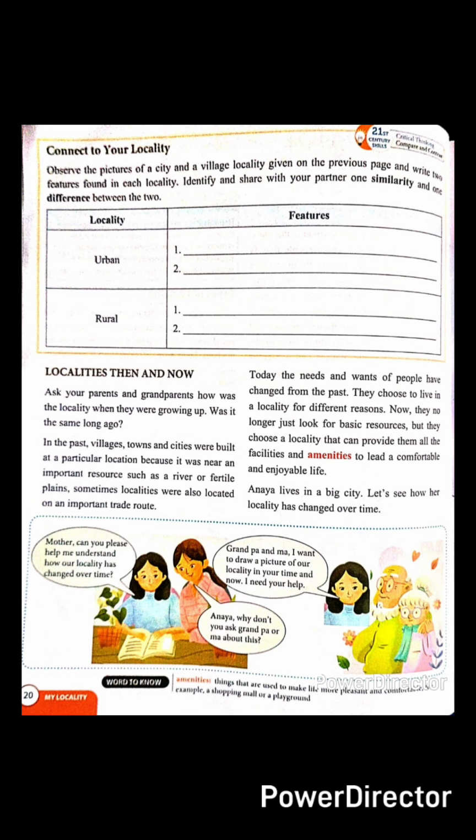Next paragraph. Anaya lives in a big city. Let's see how her locality has changed over time. Now, children, look at the picture. Mother, can you please help me understand how our locality has changed over time? Anaya, why don't you ask Grandpa or Ma about this? Grandpa and Ma, I want to draw a picture of our locality in your time and now.